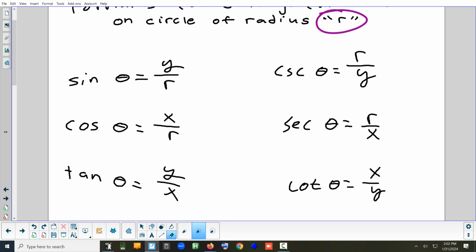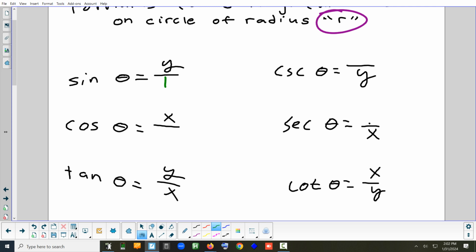So those are the formulas to do trigonometry on any circle. Not just a unit circle, but any circle. Now, don't do what I'm about to do because it'll mess up your notes. Just watch this. I'm going to erase all the r's and change them to 1s. Watch what happens if I do that.